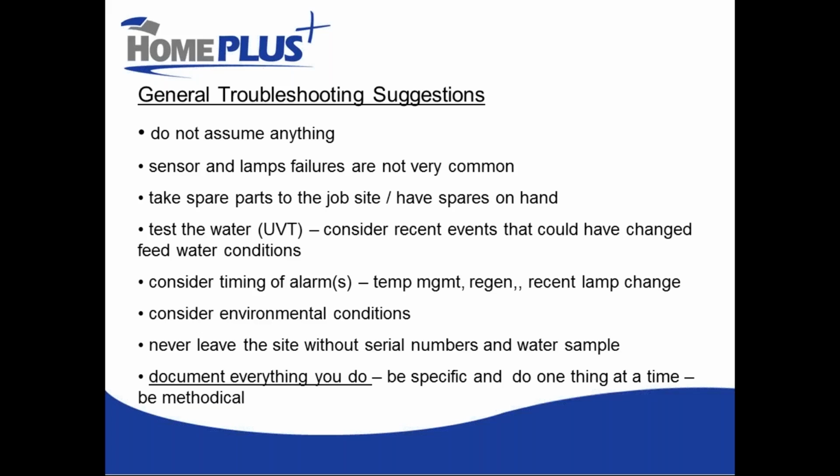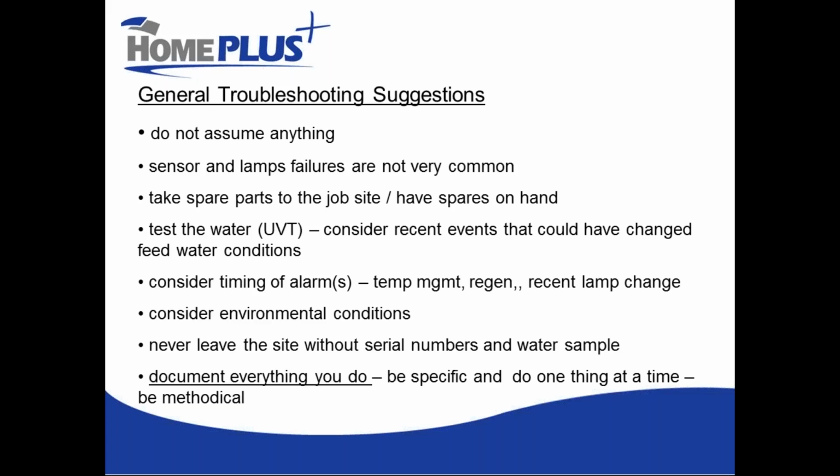Consider environmental conditions like air temperature and humidity. Very cold air temperature will affect UV lamp output, so that could be the cause of a UV alarm. Conversely, if you have sun shining in a window right on your UV chamber and heating it up, excessive heat can also be problematic. So consider those sorts of conditions.